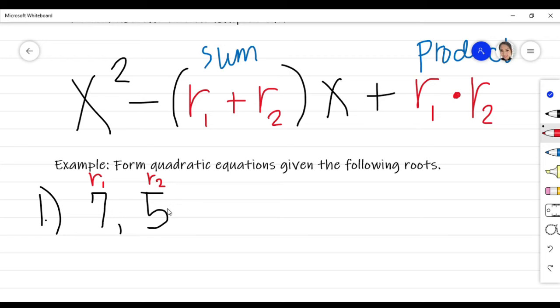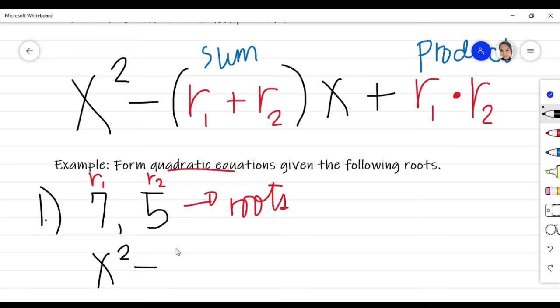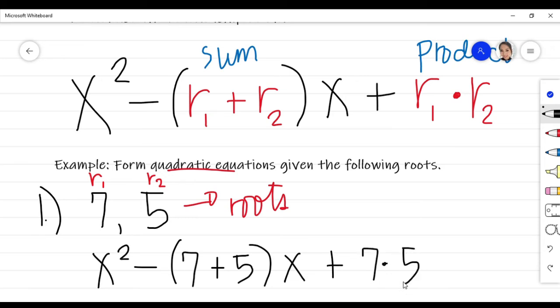So using these roots, we will form our quadratic equation using the relationship above. Let's write the quadratic equation. This is x squared minus r1, so r1 is 7 plus r2, which is 5, then we copy x plus r1 times r2, so 7 times 5.